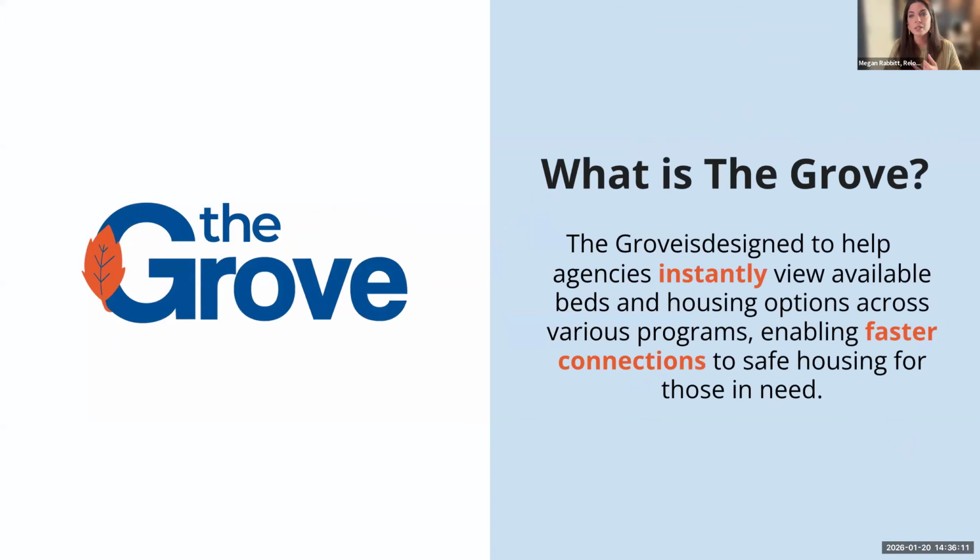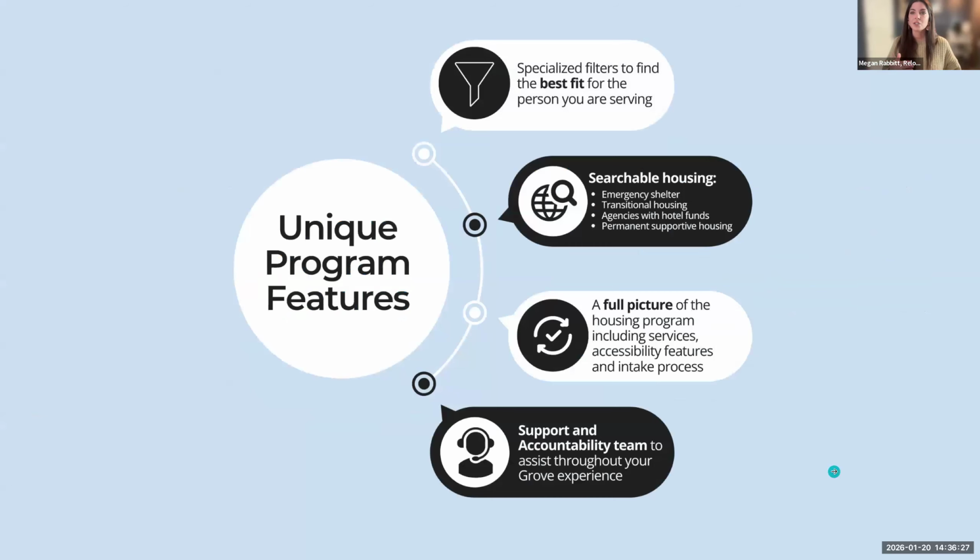As I mentioned before, the Grove is designed to help agencies see and share bed availability for emergency shelters, transitional housing programs, permanent supportive housing programs, and then agencies that maybe don't have brick and mortar housing, but they do offer hotels as an emergency housing solution. Beyond just showing you bed availability, though, we do have specialized filters to find the best fit for the person you are serving. You can search for not only emergency shelter, but also other housing types. And it allows you to get the full picture of the housing program, including things like the services, accessibility features, intake processes, population served, etc.